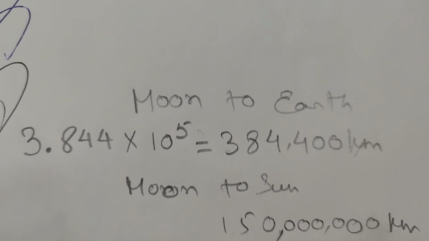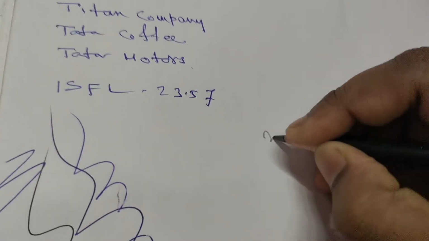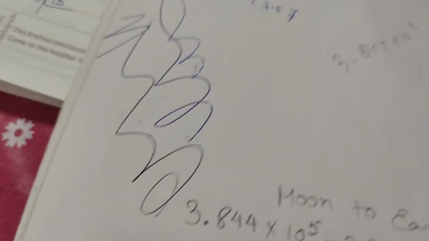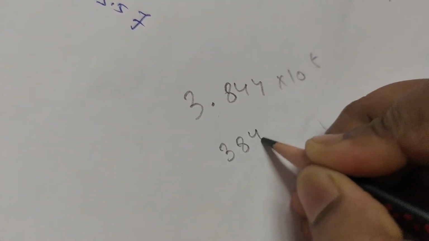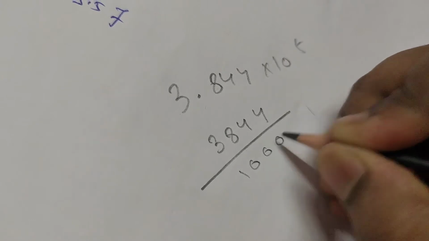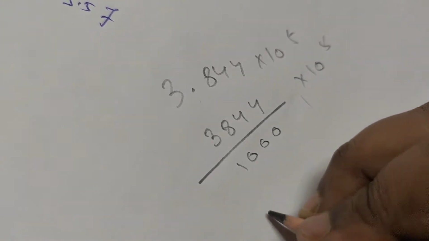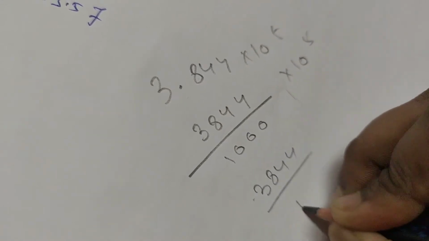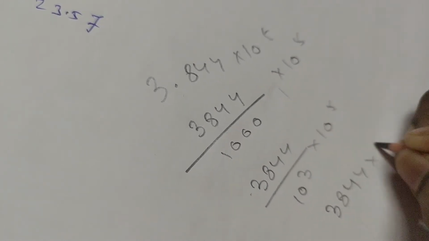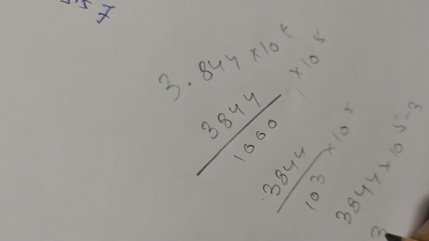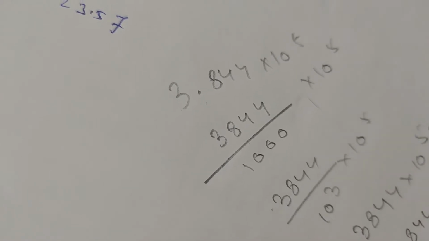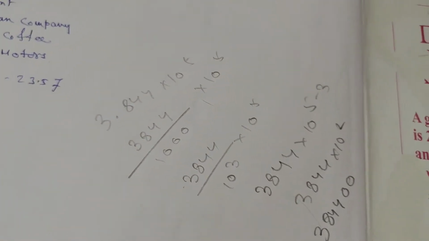If you ask me, ma'am, how is it possible? Just check yourself. 3.844 into 10 to the power 5. You are basically multiplying 3.844 by 10 to the power 5. If you remember decimals, this is 3844 divided by 1000, so 1000 can be written as 10 to the power 3. So 3844 into 10 to the power 5 minus 3, that is 3844 into 10 to the power 2, which equals 384400. This is how it is derived.